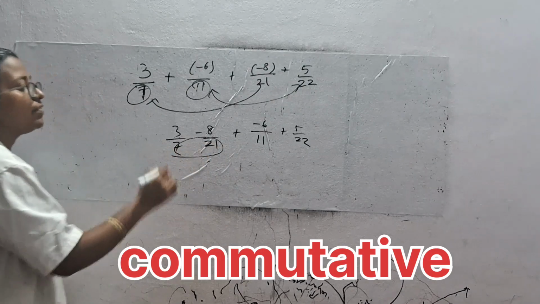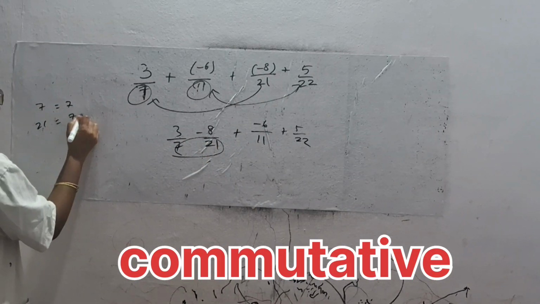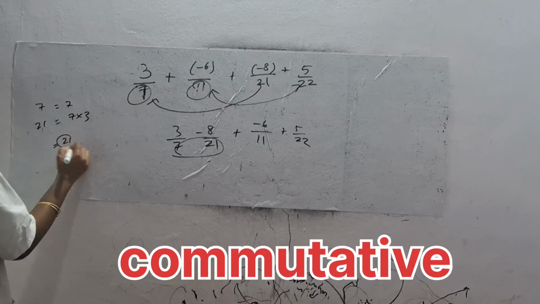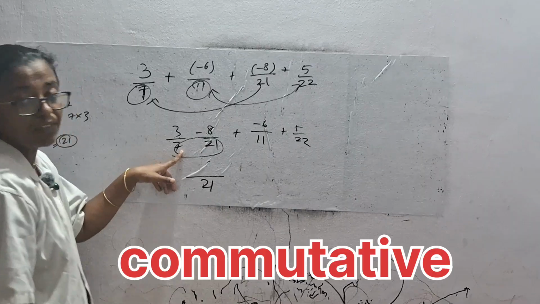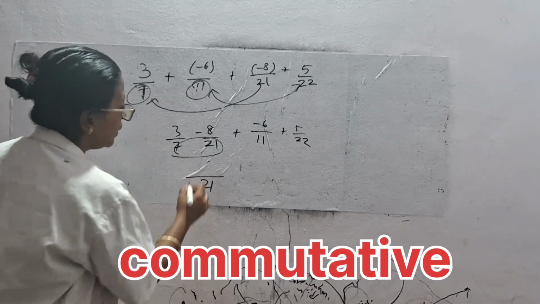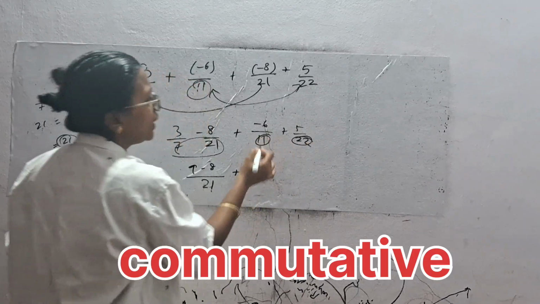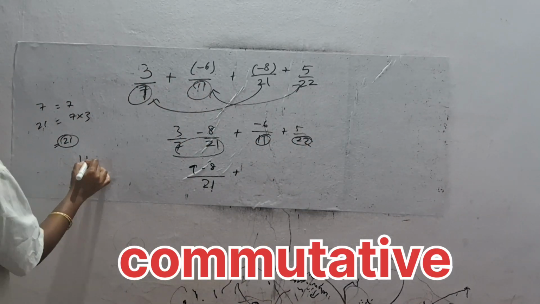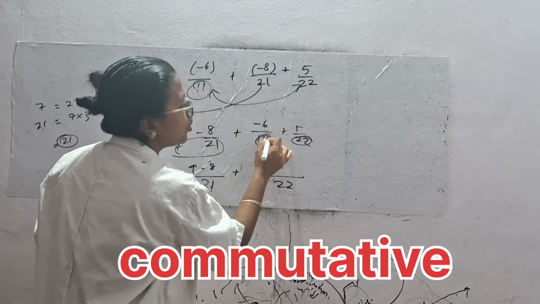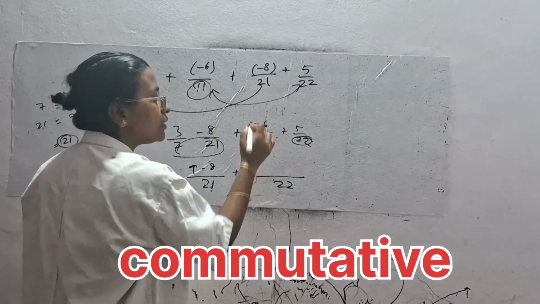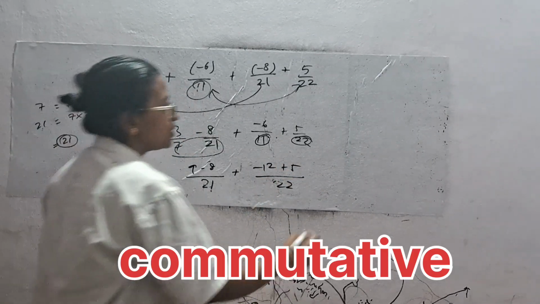Here we take the LCM of 7 and 21. 7, 21, 7 into 3. So LCM is 21. When 7 becomes 21, we multiply 3 times. 3 threes are 9. 9 minus 8 plus. Here the common LCM is 22. When it becomes 22, multiplying by 2. 6 twos are 12, minus 12 plus 5. So 9 minus 8 is 1.